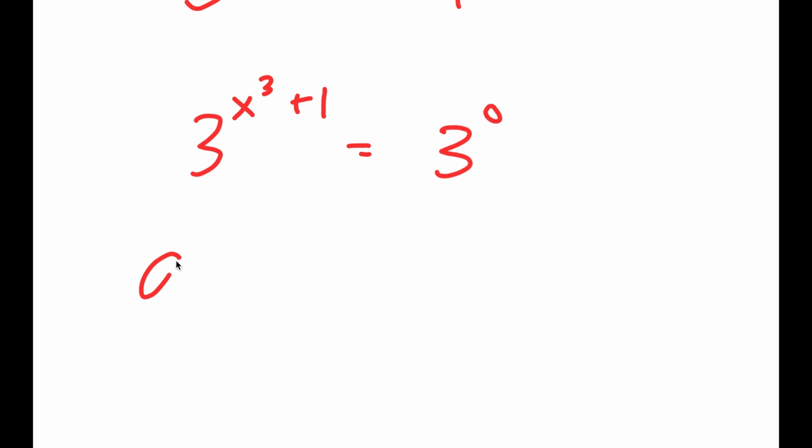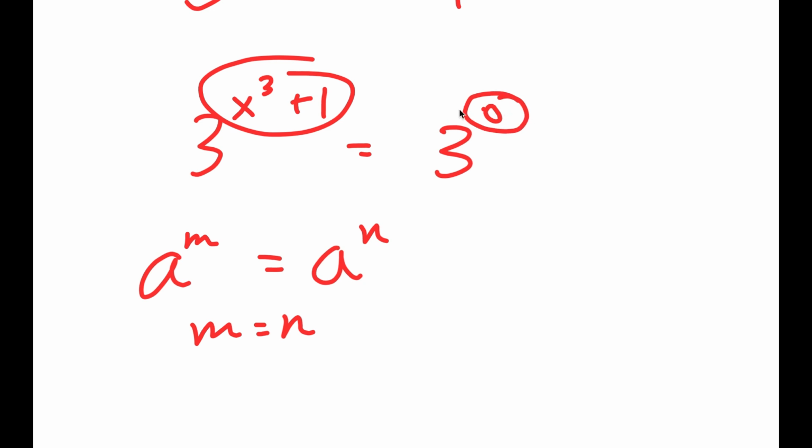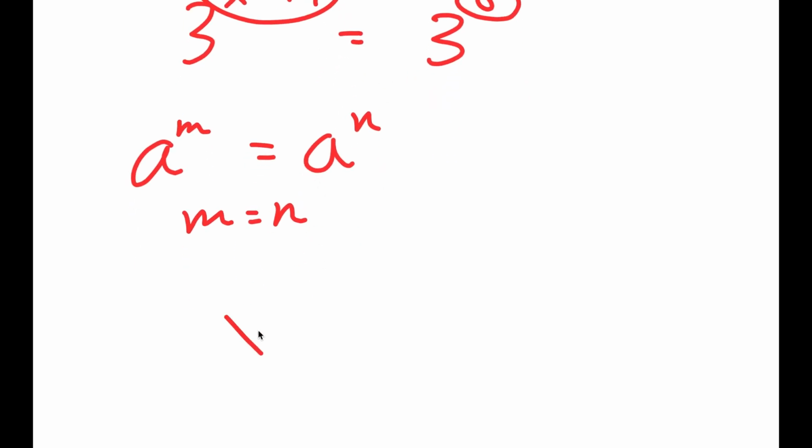So if I have something in the form a to the power of m is equal to a to the power of n, this means that m is equal to n. So these exponents are going to be equal to each other. So I get x to the power of 3 plus 1 is equal to 0.